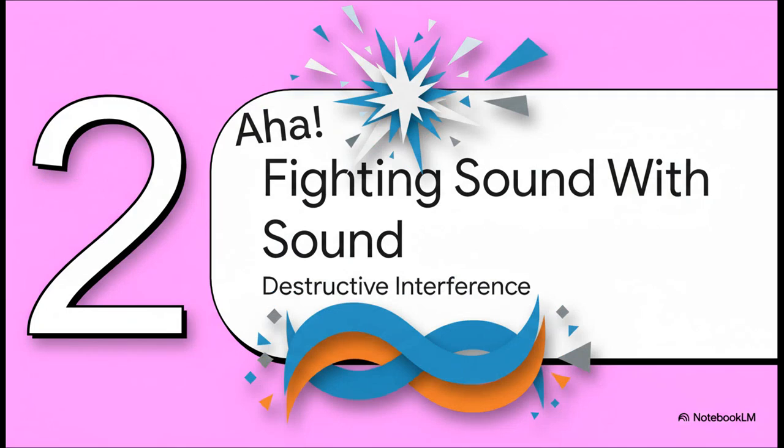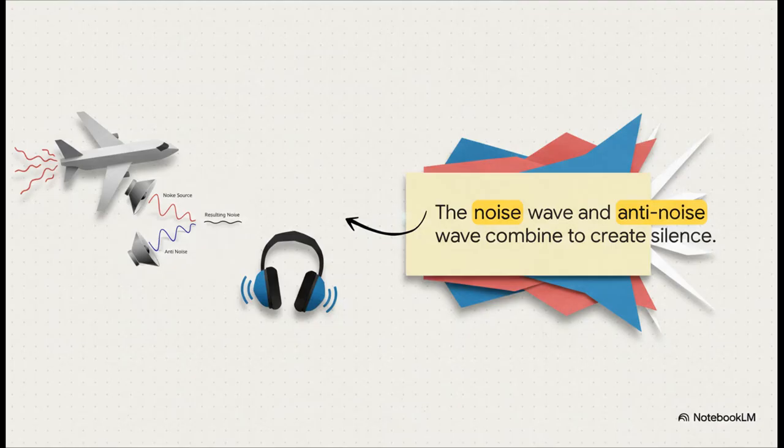Okay, so we've established that sound is just a wave. It has peaks, it has valleys. Now that we've got that down, we can get to the really cool part, the aha moment. This is how you use one wave to completely annihilate another one. So look at this. This little diagram explains the entire trick. That red wave, let's say that's the annoying drone of a jet engine. Your headphones then create that blue wave, the anti-noise, which is a perfect, exact mirror image of the red one.